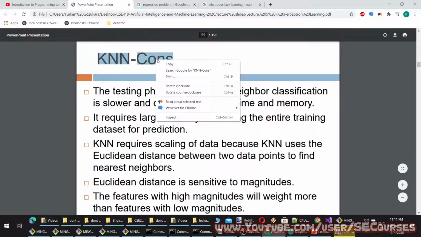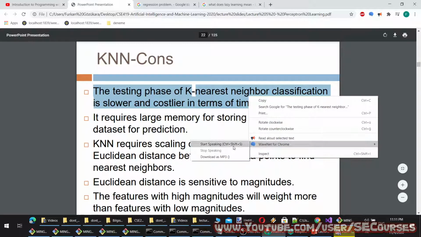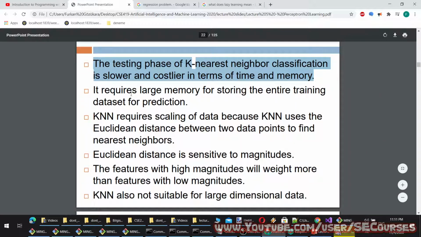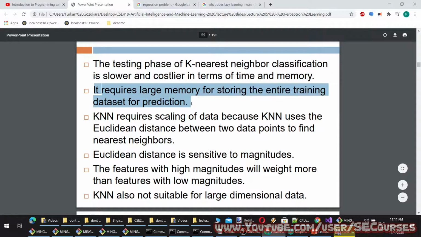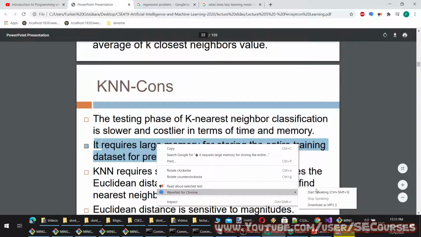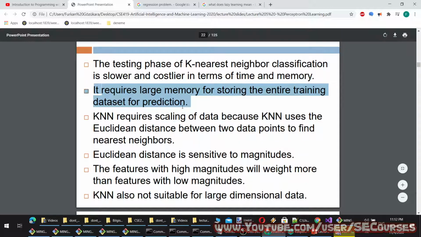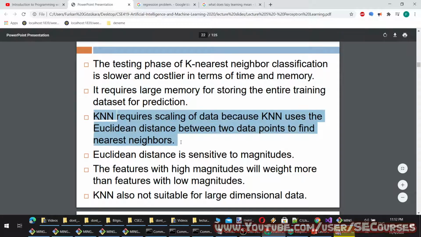And negative sides of KNN. KNN-Cons. The testing phase of k-nearest neighbor classification is slower and costlier in terms of time and memory. Testing, because each time a new data arrives, it has to check the nearest neighbors based on the k value. It requires large memory for storing the entire training data set for prediction. So you see, this is also important.